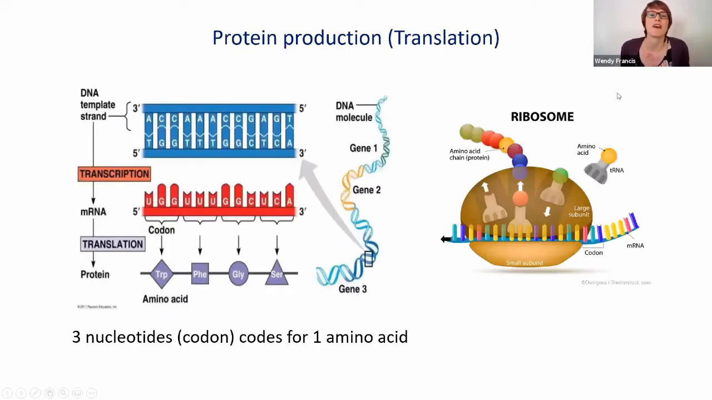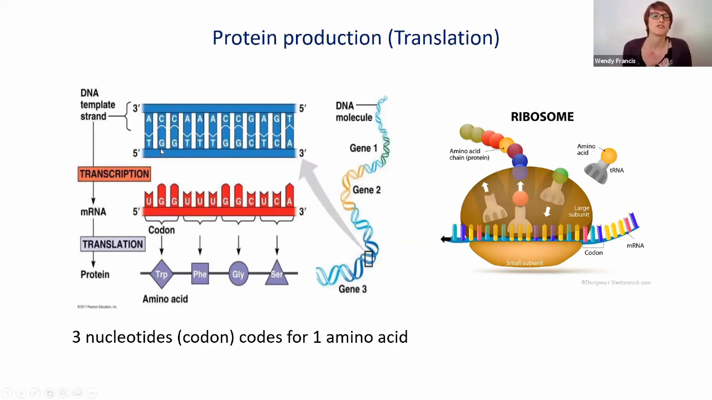So I just wanted to delve a little bit deeper into protein production, otherwise known as translation. So our mature messenger RNA copy has moved out of the nucleus into the cytoplasm of the cell, and it binds to the ribosome. So we have the largest subunit of the ribosome and the smaller subunit of the ribosome basically clamping down on that messenger RNA molecule. So how then does it form that polypeptide chain or that protein?